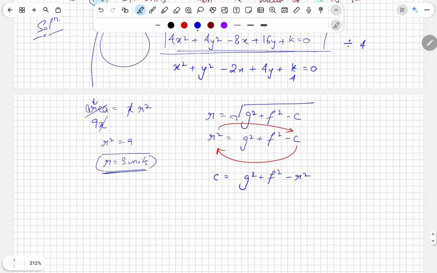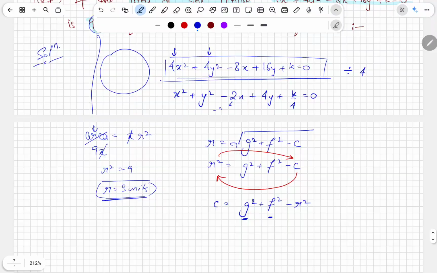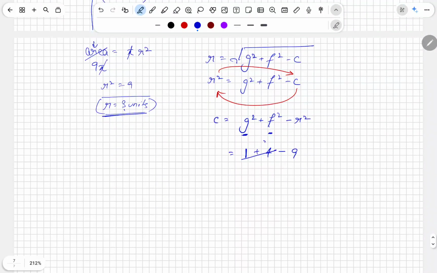Now substituting the values, let's find g and f. This is minus 2 multiplied with 1, so g square is going to be 1. This is going to be minus 2 multiplied with minus 2, so f is minus 2, whole square is going to be 4. Now minus r square, radius's square is 9. 3 squared is 9. So this is going to be 5 minus 9, that is minus 4.